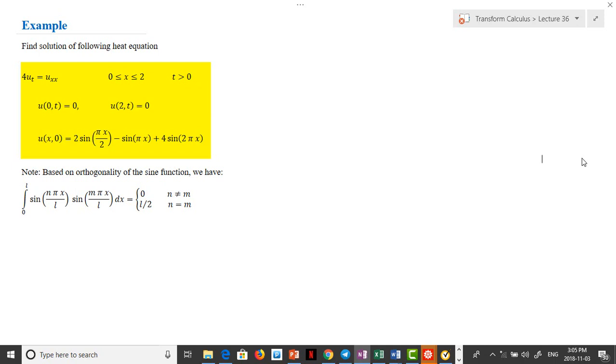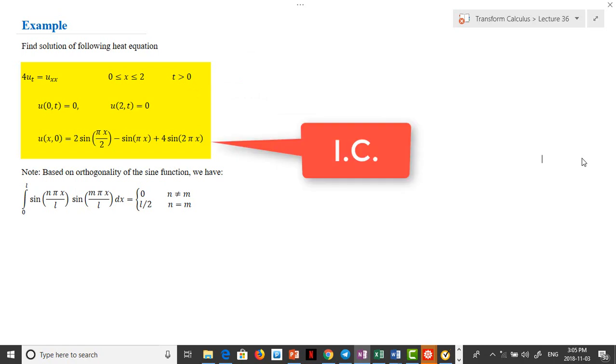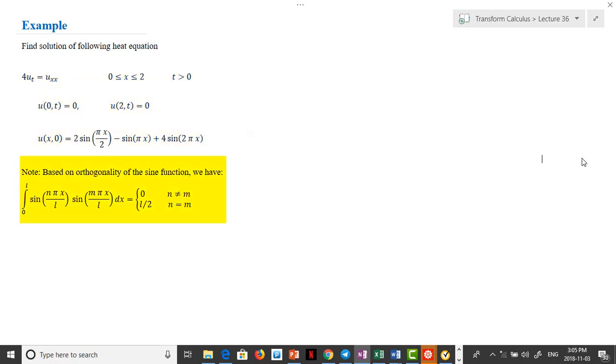And for initial conditions, we have u of x and 0, or temperature at t equal to 0, equal to 2 sine pi x over 2 minus sine pi x plus 4 sine 2 pi x. And here we have a note. Based on orthogonality of the sine function, we have the integral from 0 to L of sine n pi x over L times sine m pi x over L dx is equal to 0 if n is not equal to m, and it's equal to L over 2 if n is equal to m.